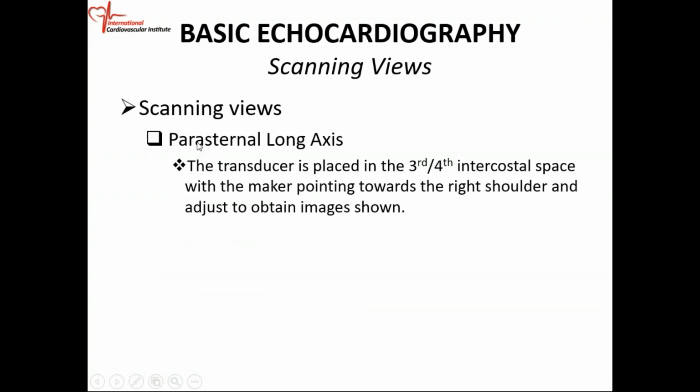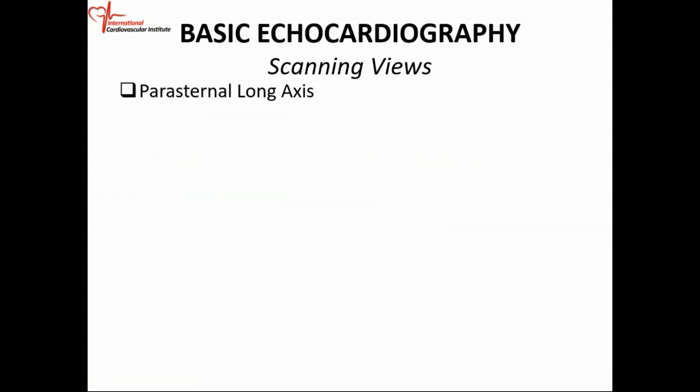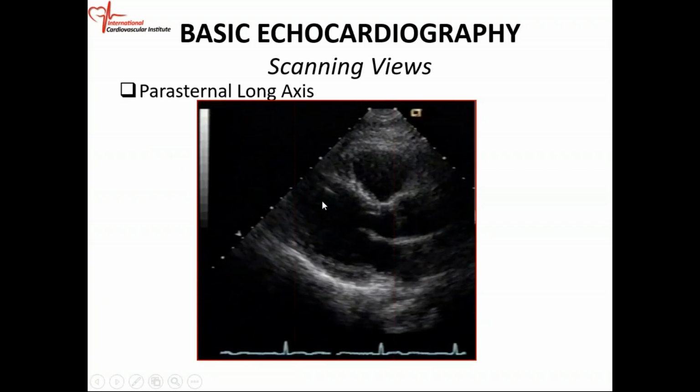So with your transducer or probe placed in the third or fourth interspace, that is the left third or fourth intercostal space, each probe has a marker. It may be a little light button or a little indentation. You're going to position that marker toward the patient's right shoulder, and then adjust the probe to get an image looking like this. This is what you want to see. This is a parasternal long axis view.